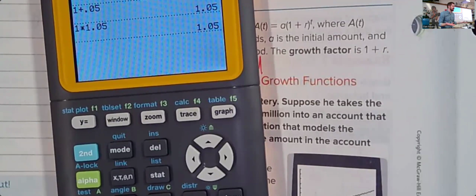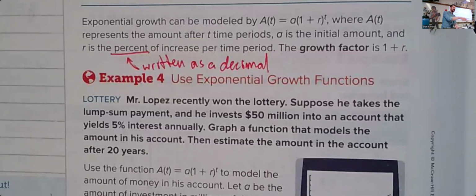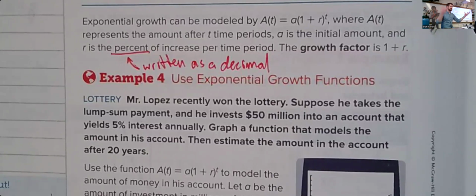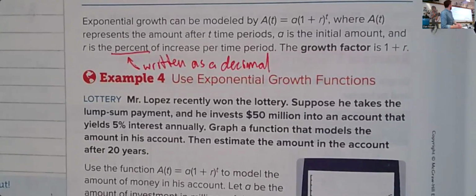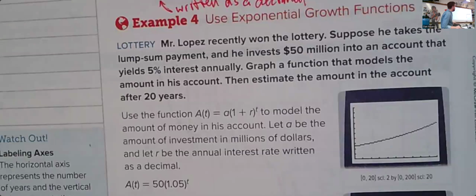It makes it a little bit easier using that formula because you don't have to figure out the rate, multiply by the original, add to the original, and repeat that process. It just puts it into one form. So, does that make sense? Hopefully, maybe. All right, let's take a look at example 4.